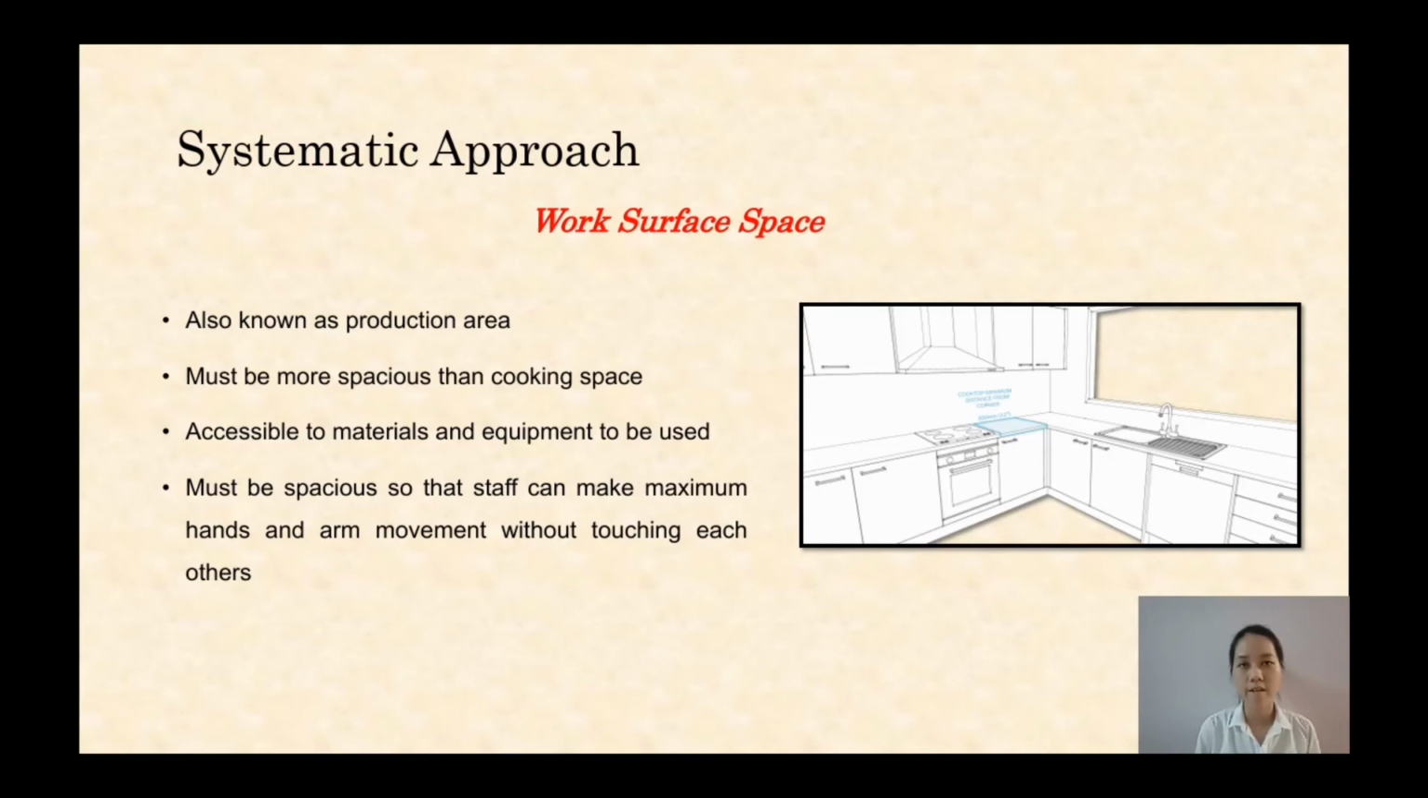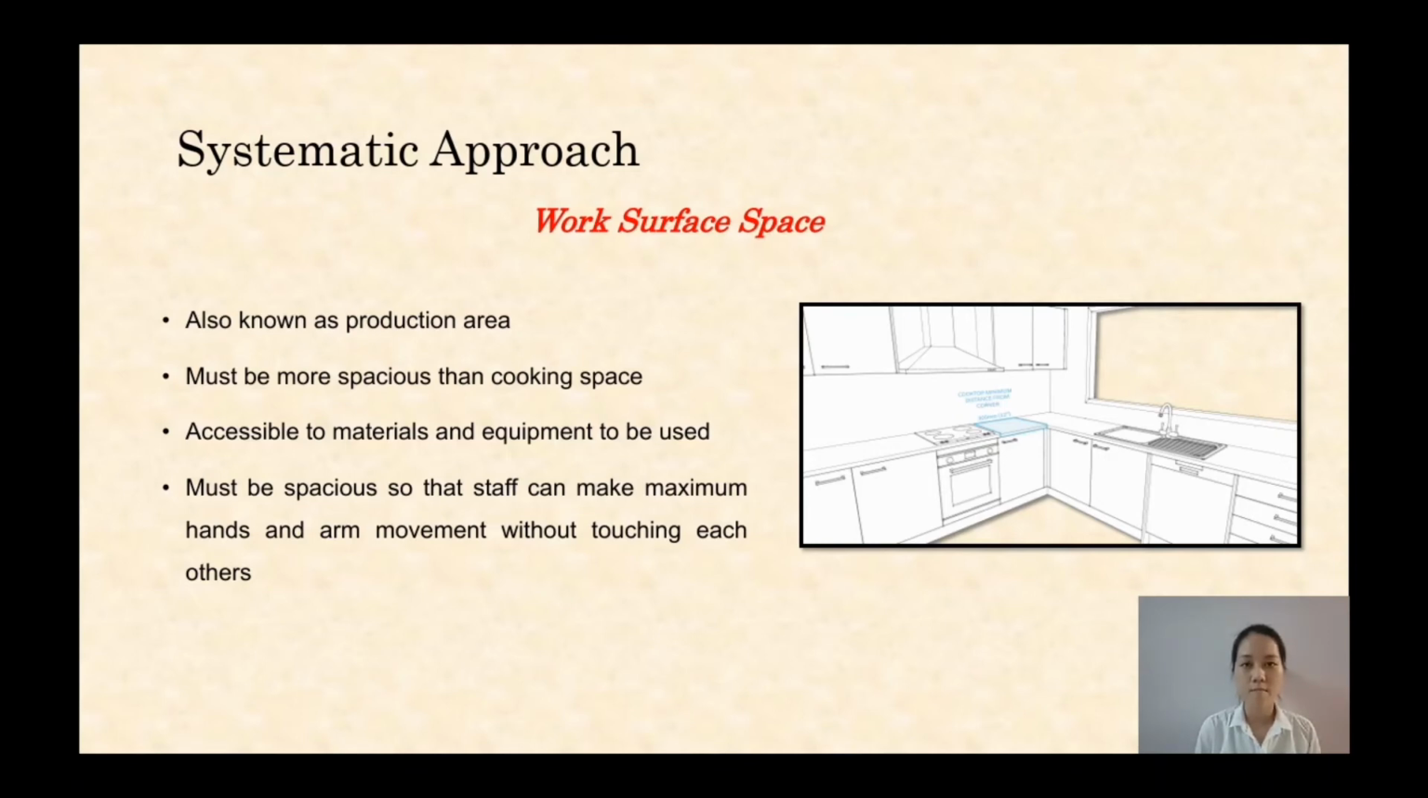For the work surface space, it's the part where we make preparations, or we can call it a production area. It must be more spacious than cooking space because they need it to perform heavy duties. And materials and equipment to be used must be accessible to perform the task easily. It must also be spacious so that staff can make maximum hand and arm movement without touching each other.